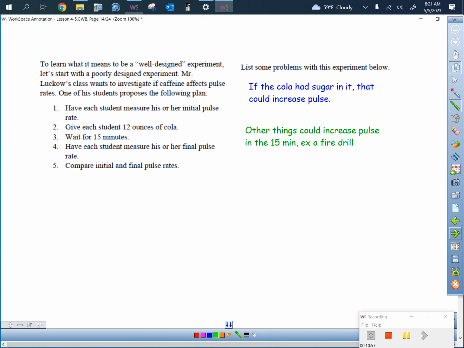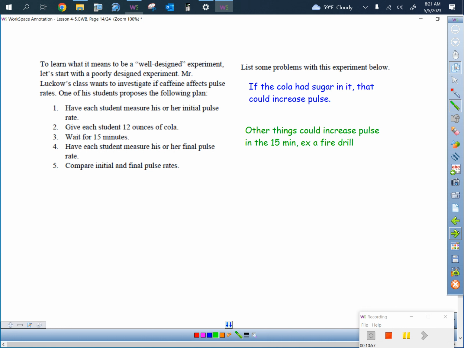The example our textbook gave was that a fire drill could have happened right then. Or yesterday they had that lockdown type thing, and kids start freaking out. I could have said, quiz time, and it's like, holy crap. So stress could increase pulse rate. Also, because they didn't know they were going to do this experiment, they could have been on caffeine ahead of time. So yeah, that could be an effect too.